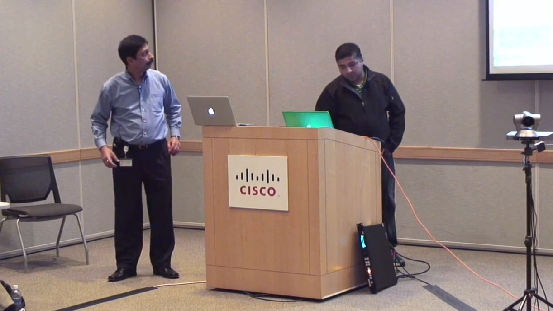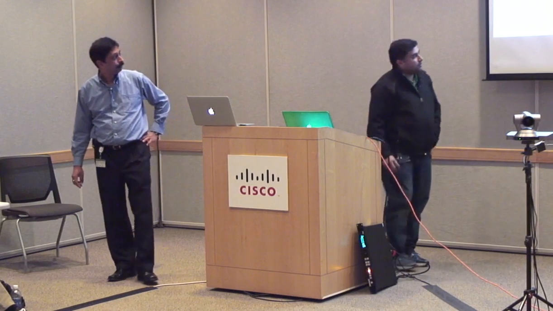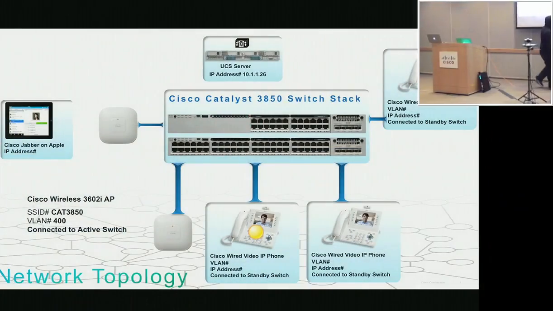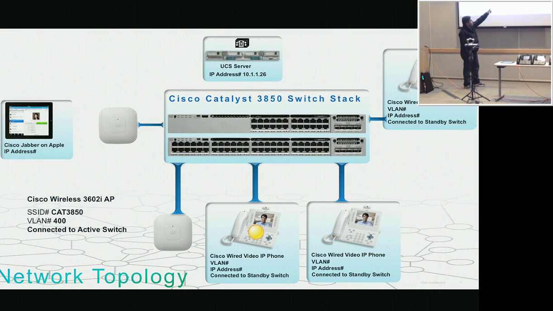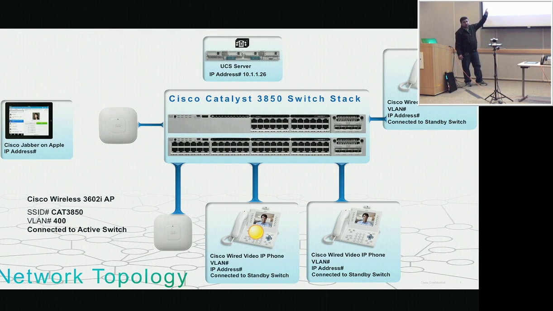Okay, so now what happened? Now, we have three IP phones in front of you. Two of these IP phones are connected to the standby switch, and we have one IP phone hardwired to the active switch. In the same scenario, we also have one access point connected to the active switch and the second one to the standby switch. One of the iPads is not mentioned here, but we are going to showcase the same thing.